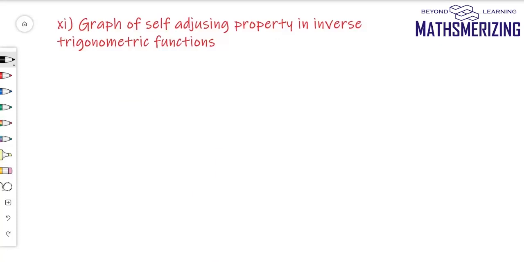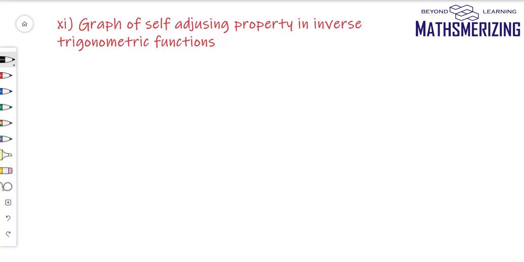Thank you. So the 11th transformation is the graph of the self-adjusting property in inverse trigonometric functions. Now this property is very important not just in inverse trigonometric functions but in the entire calculus. Before discussing how to draw the graph of these functions, let us discuss two things first.